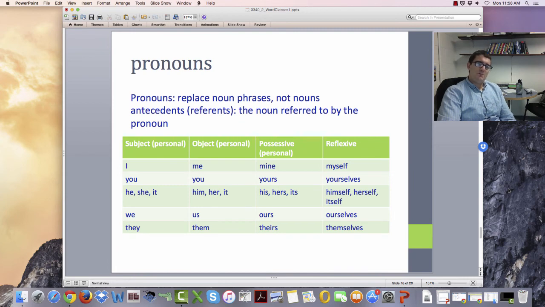So briefly on pronouns also for today. Pronouns replace noun phrases. So words like I, you, he, she, it, we, they, those are all subject pronouns. Those come in the subject positions, whereas we have object pronouns that come in the object position. So she talks to him, those are in an object position.